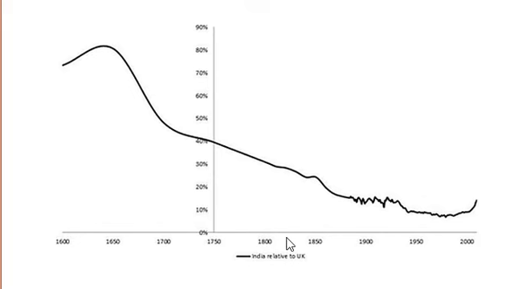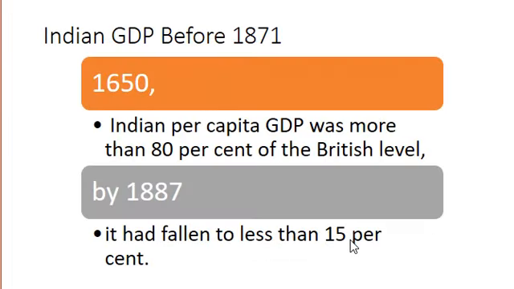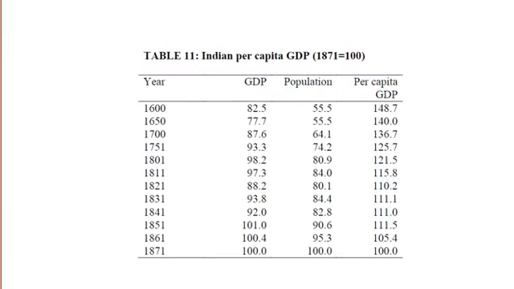Now, this is the graph which shows the Indian economy relative to the UK. In the 1600s, it was almost 80% of the UK economy, or Britain's economy. However, there was a sharp decline, and in 1887, it's about 15% of the UK economy. Now, what exactly happened? Why did it fall to less than 18%?